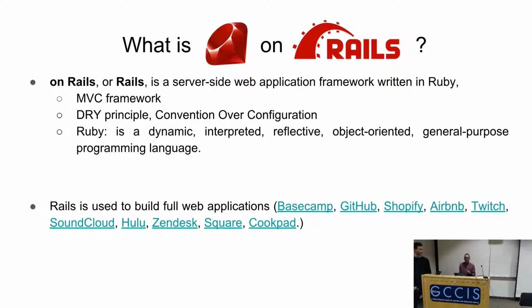reflective, object-oriented language. Rails is actually used in a lot of web applications that we use every day, from GitHub, Shopify, Hulu, SoundCloud, and a lot of other services as well. So it's very popular and used a lot.